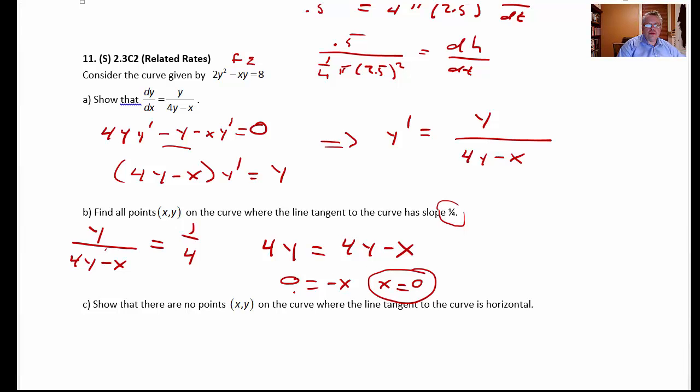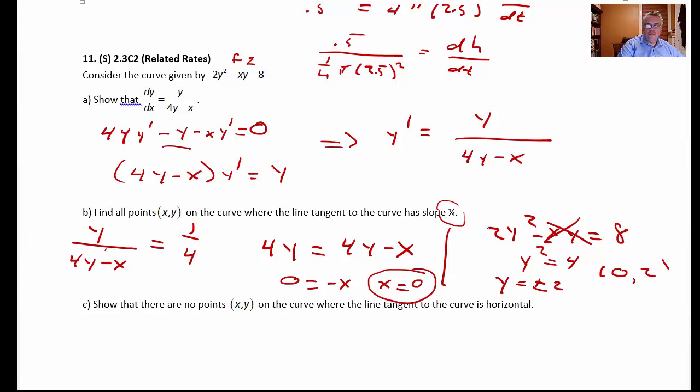Now we have to go back to the original equation and figure out what y is when x equals 0. So we got 2y squared minus xy equals 8. If we put in x equals 0, this is gone. We have 2y squared is 8, or y squared equals 4, or y equals plus or minus 2. So there are 2 points: (0, 2) and (0, -2).